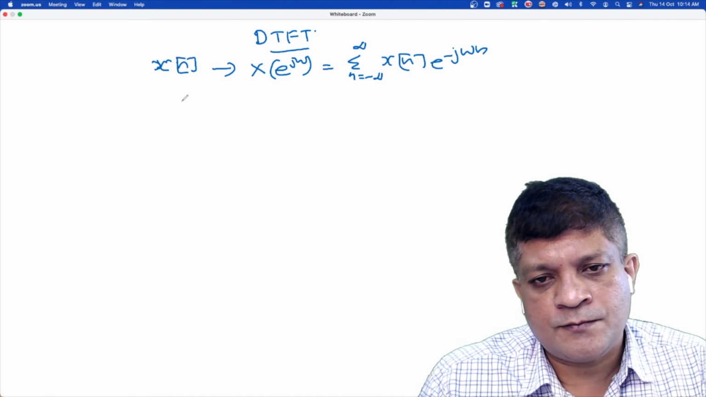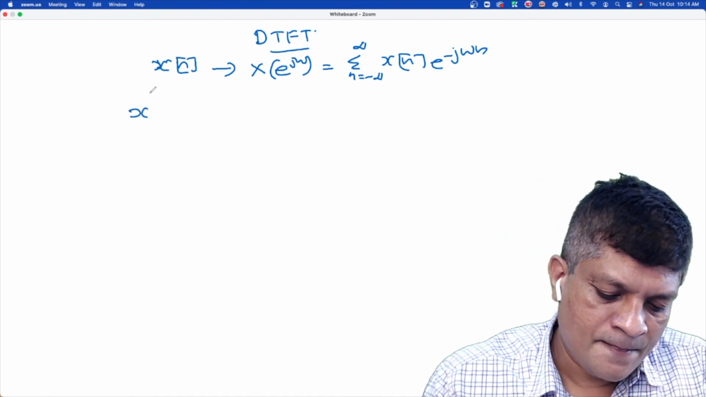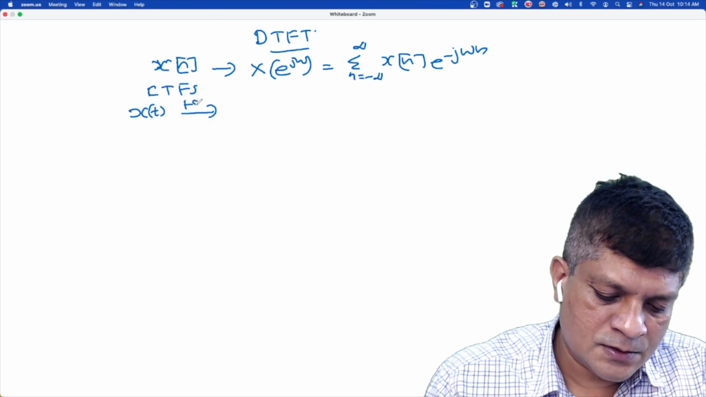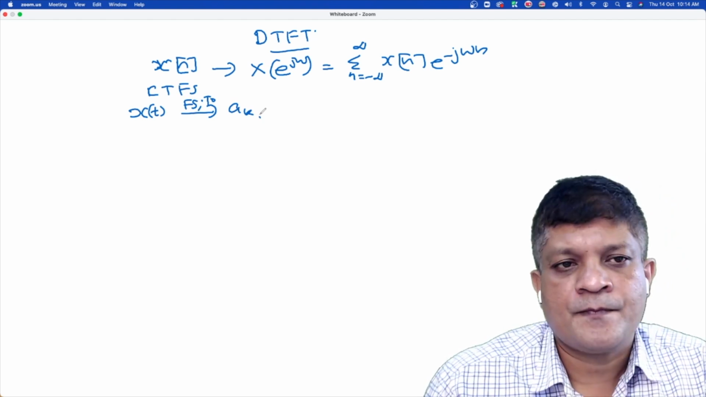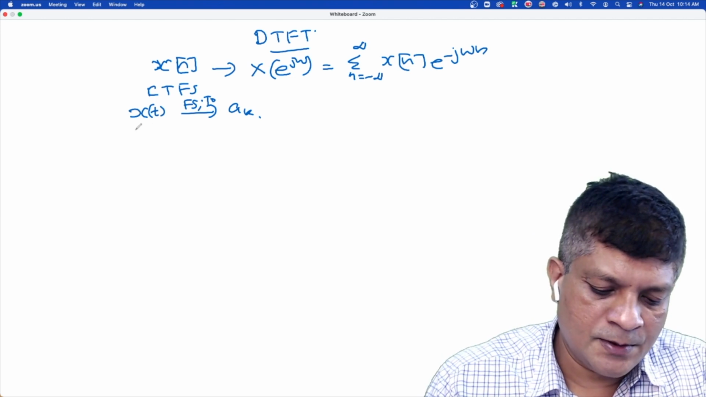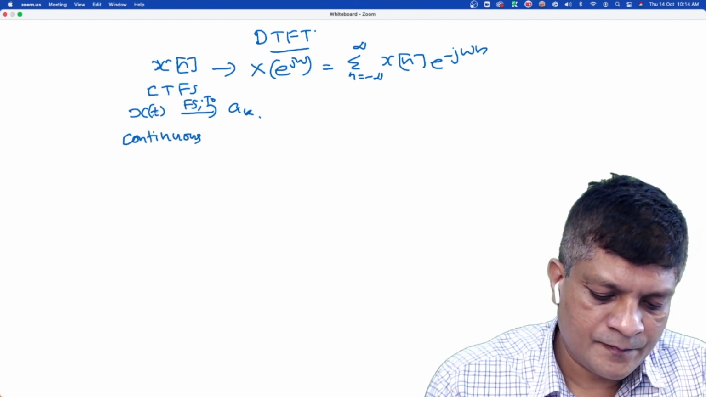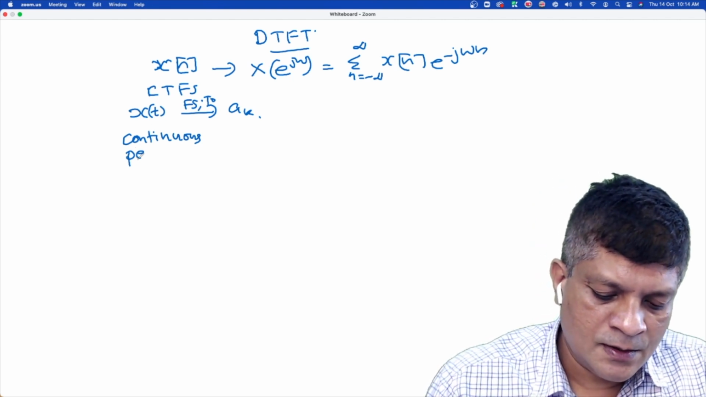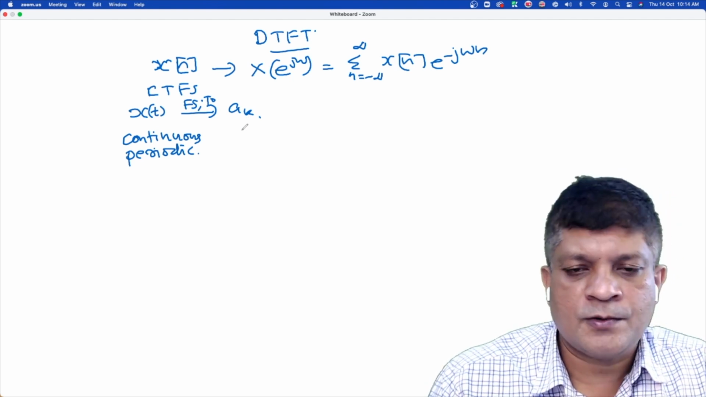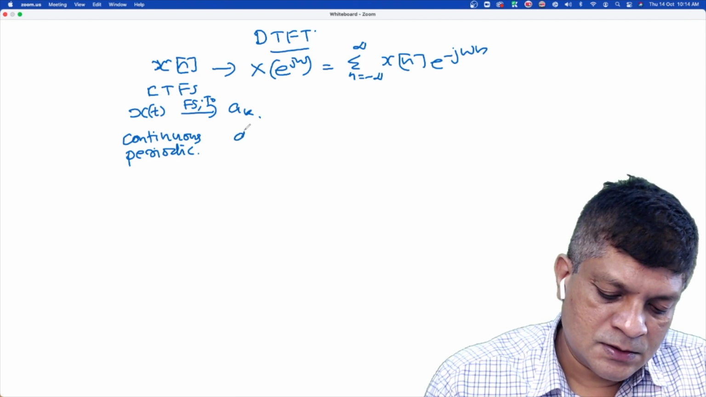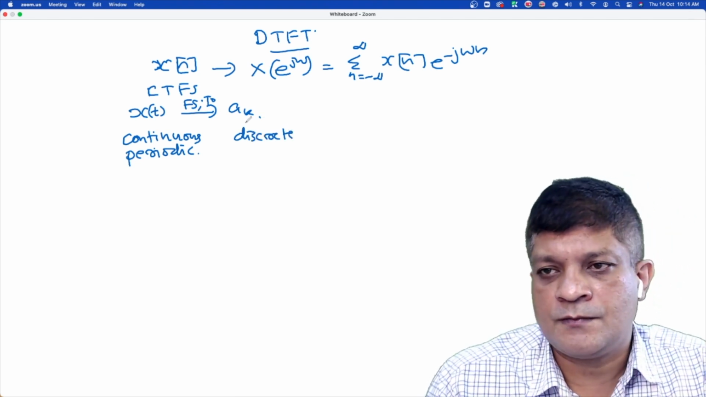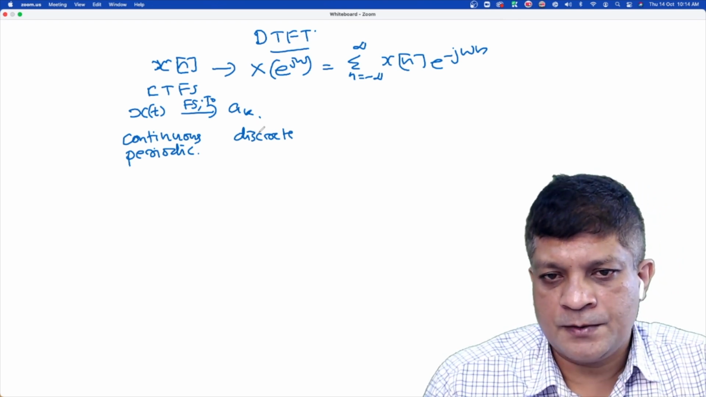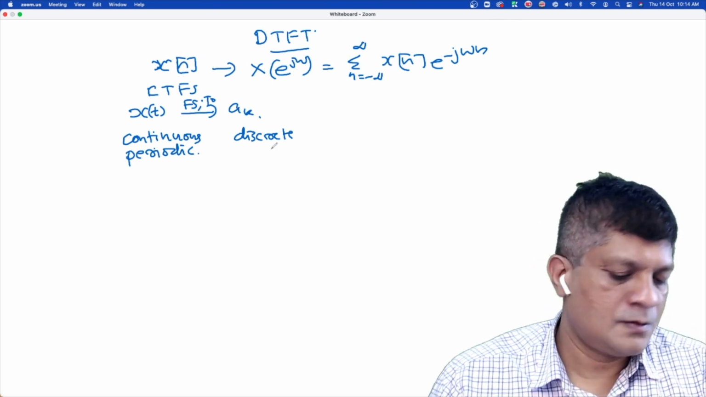So far we have considered 4 different Fourier representations. We started with the continuous time Fourier series, x(t), with some period T naught and coefficients ak. The variable in the time domain is continuous, and it is a periodic function. x(t) is a function of a continuous variable t, and it is periodic. The Fourier series coefficients are discrete because it is a sequence, a function of k. Is it periodic or aperiodic for a continuous time signal? Aperiodic.